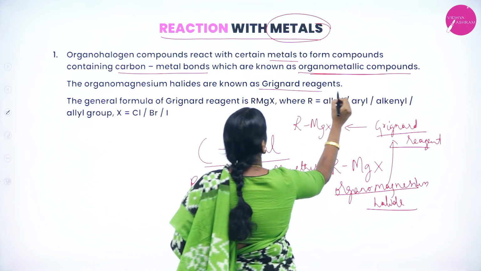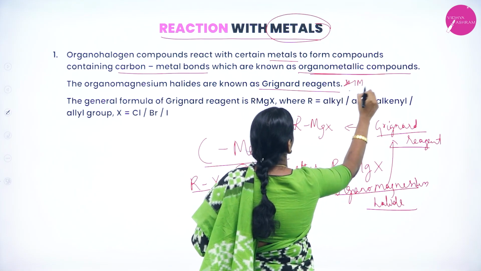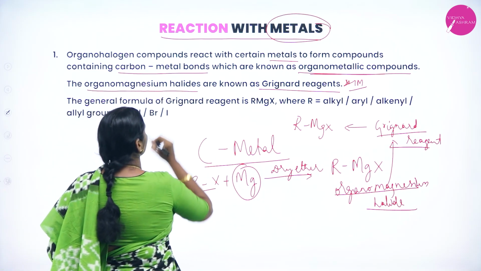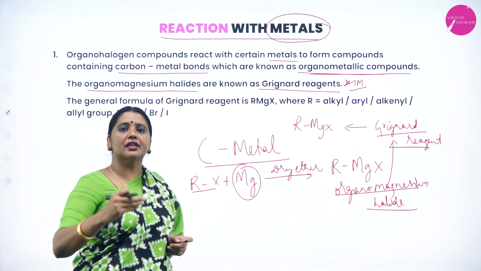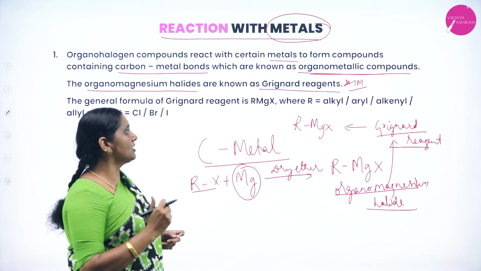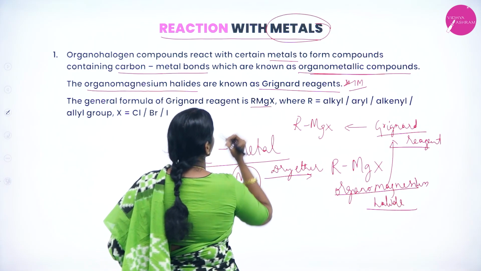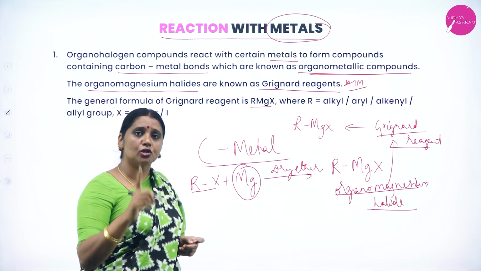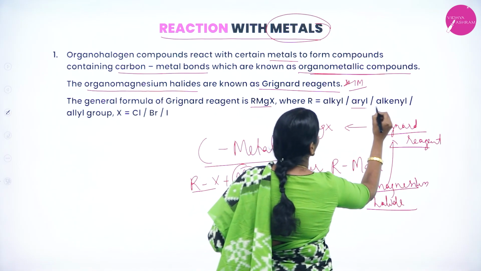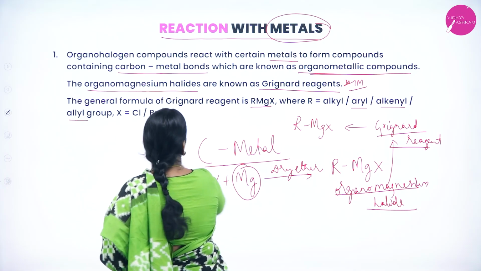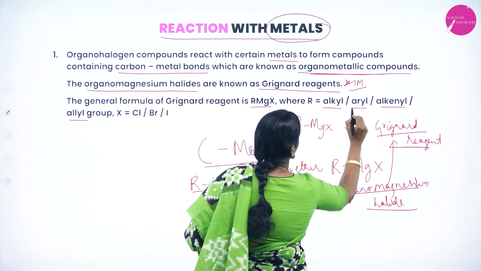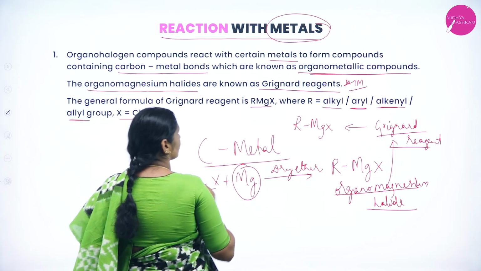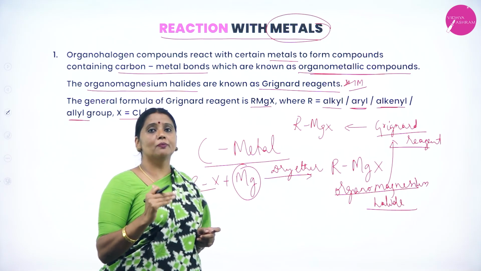Therefore, 1 mark, very important question. What are Grignard reagents? Grignard reagents are organomagnesium halides. What's the general formula of Grignard reagent? RMgX. Here, in case of Grignard reagent, R is not only an alkyl group, it may be aryl group, alkenyl group, or allyl group. And X, as usual, is a halogen atom: chlorine, bromine, iodine.